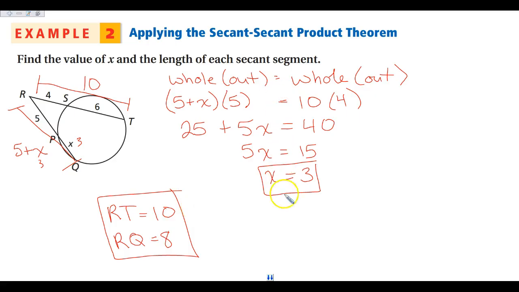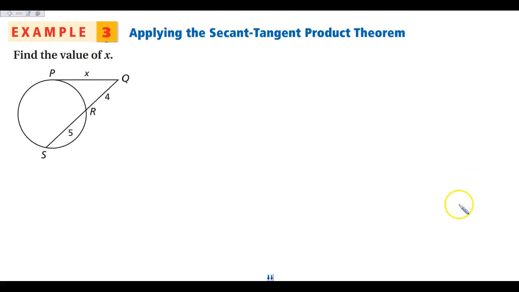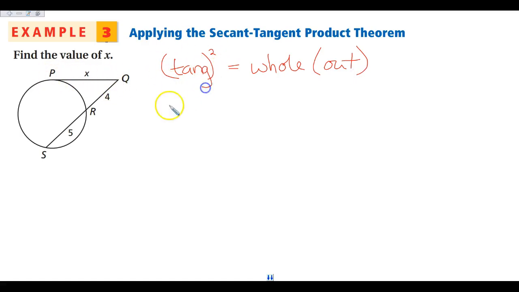Questions on that? Go ahead and make a note somewhere. Let's look at what happens when one of those is a tangent. It's going to be the tangent squared. And realize that this is not the same tangent as in trig. It is a different tangent. It is going to equal our whole thing times the outside, because remember, the whole thing is PQ and the outside is PQ. That's why the tangent gets squared. I'm going to put a G so you don't get confused.